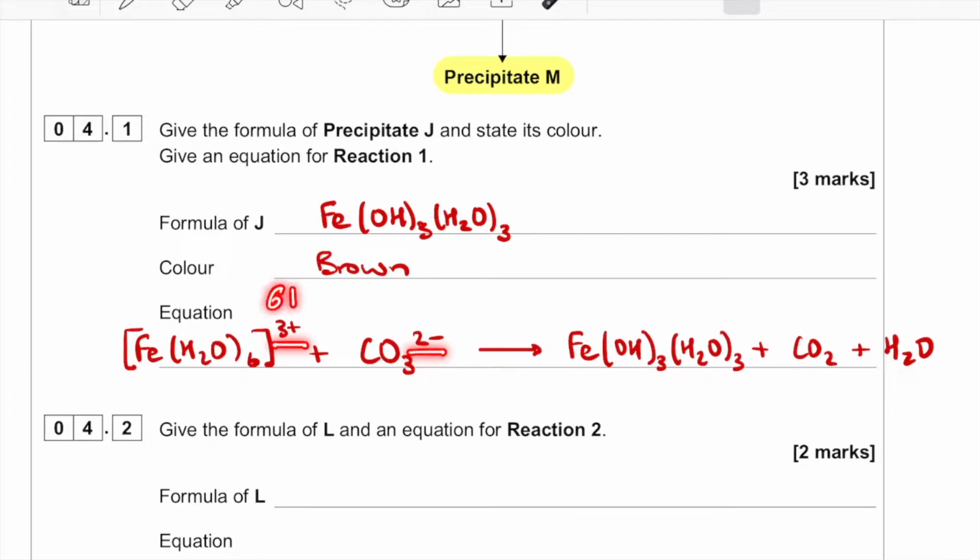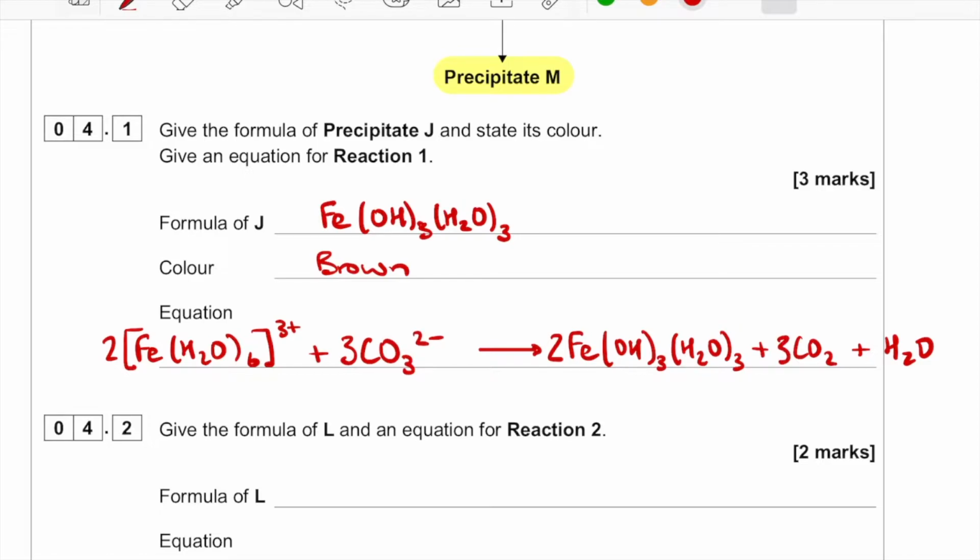So we will end up with 6 plus and 6 minus, and then they will cancel out to get 0. So I'm going to put a 2 in front of the metal hexaion, a 3 in front of the carbonate ion, and then it's now a straightforward way of balancing the rest of the equation. If I've got 2 of the metal hexaions, I've got to have 2 of precipitate J. If I've got 3 carbonates, I've got to have 3 carbon dioxides.